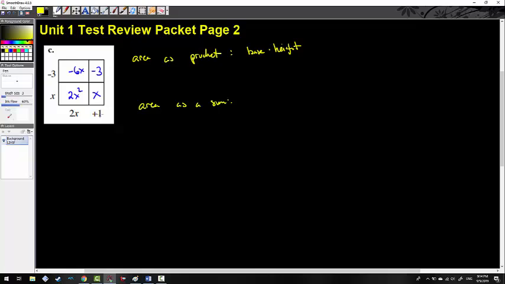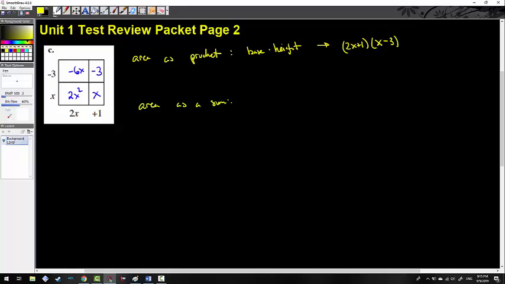So what's the base? Well, the base is 2x plus 1. Now, what am I going to multiply that by? I'm going to multiply that by x plus negative 3, or simply put, x minus 3. And there you go. That's your area as a product. And it's a product because I've got two pieces being multiplied together.